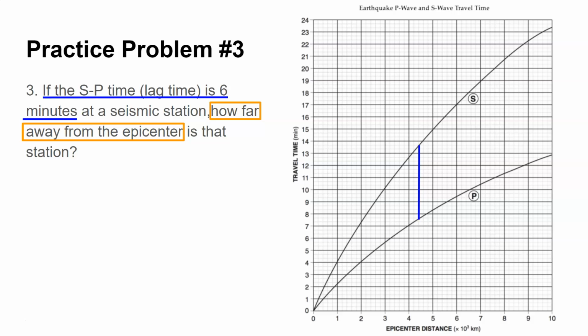And then we're going to look straight down to the x-axis in order to figure out the epicenter distance of 4,400 kilometers.